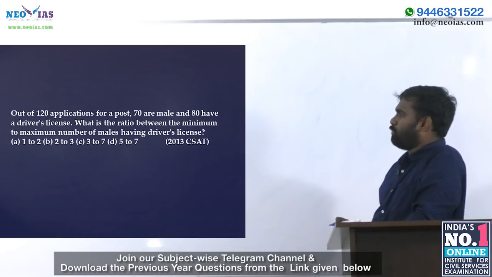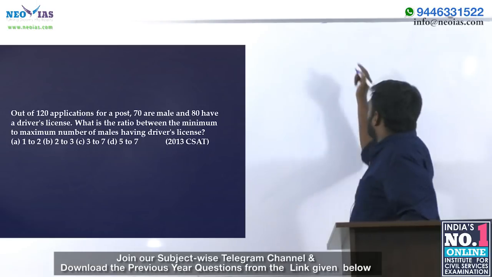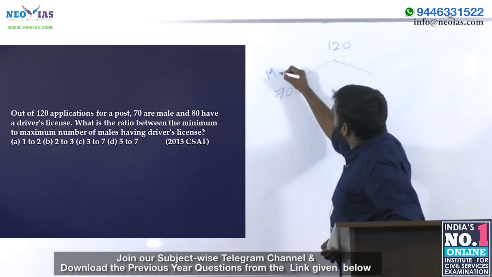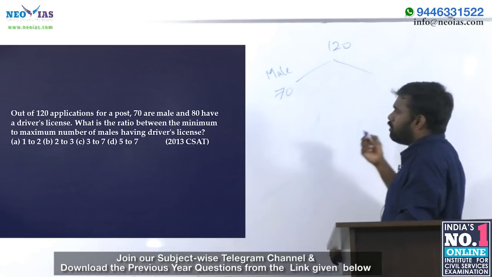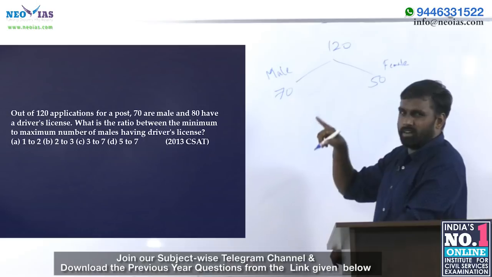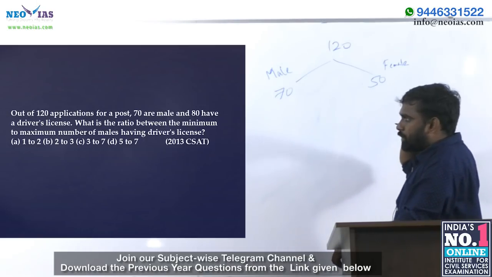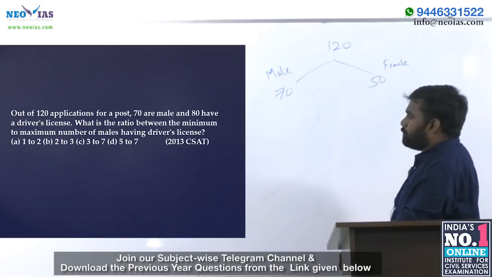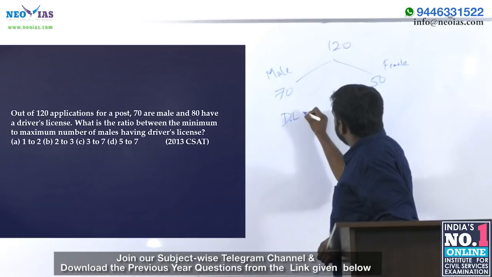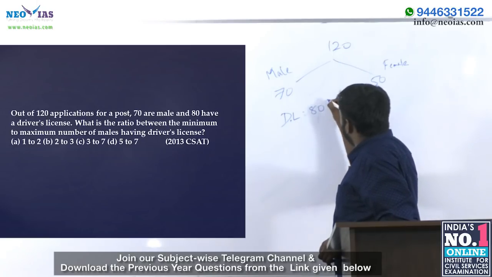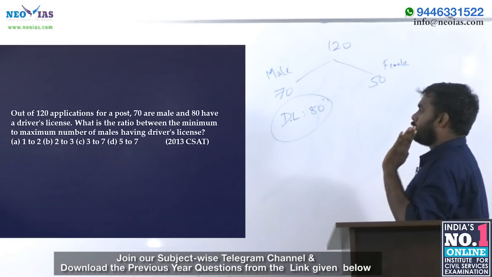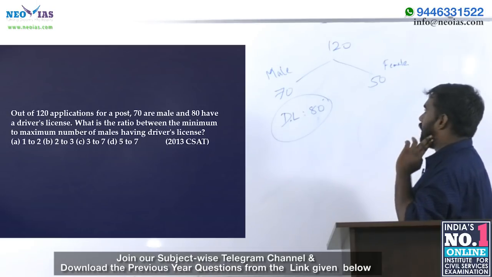Next one, out of 120 applications for a post, 70 are male. 120 applications have come, 70 are from male, and so what will be the remaining? 50 will be from female. The question is of 2013, otherwise we could have included the case of transgenders, right. So 70 are male, 50 are female, and 80 have a driver's license. What is the ratio between minimum to maximum number of males having driving license?